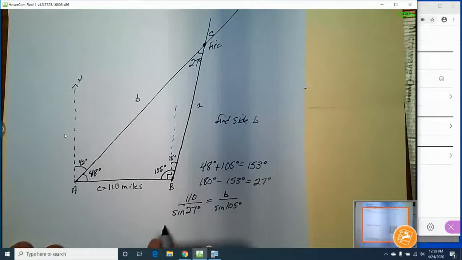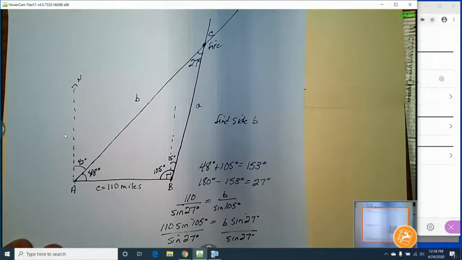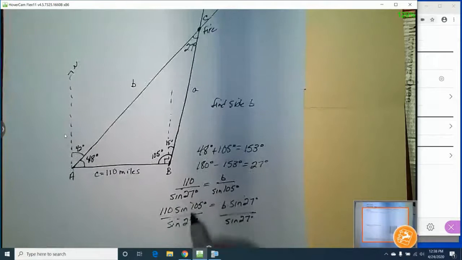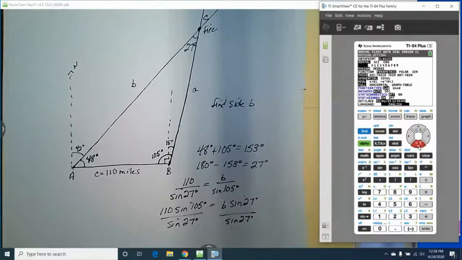Now we want to cross multiply. That's going to give us 110 times the sine of 105 equals B times the sine of 27. To solve this for B, we're going to divide both sides by the sine of 27. And so I'm just going to do this all at once in my calculator. And I'm making sure I have this changed to degree mode.